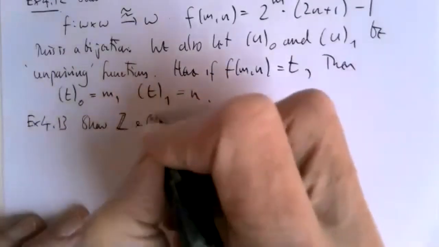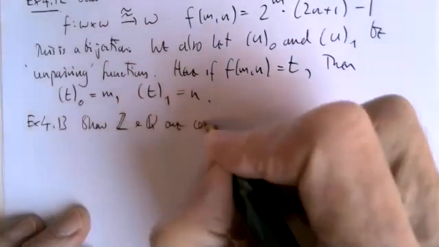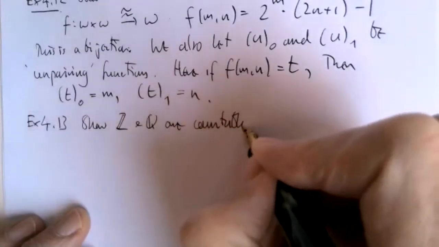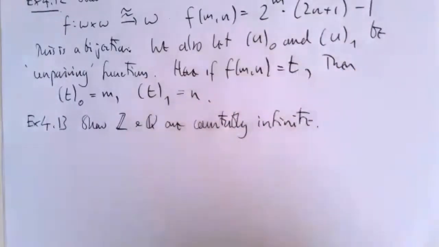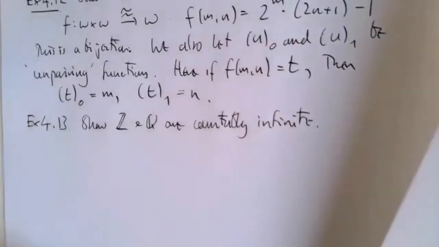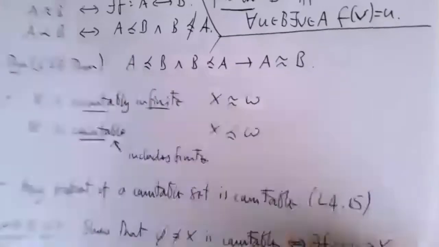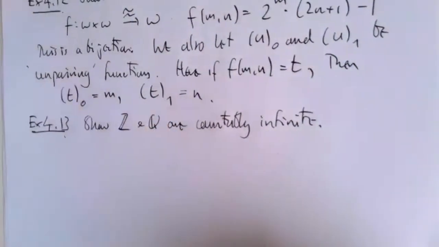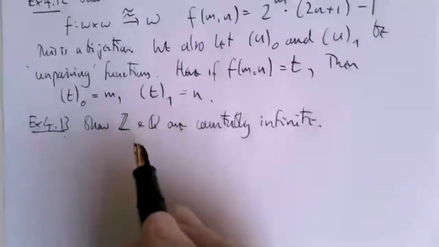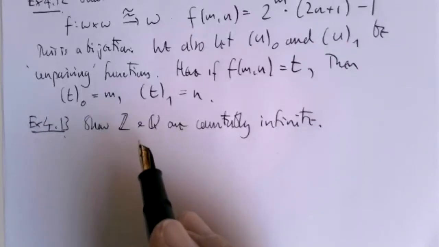Show that Z and Q are countably infinite. Okay, so again, countably infinite means bijection with omega. So what are you going to do? Clearly both sets are infinite, but we need a bijection.